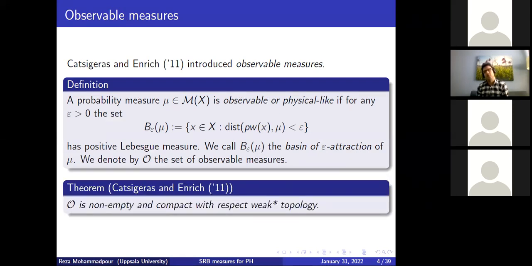Catsigeras and Enrich showed that the set of observable measures is always non-empty and compact with respect to the weak star topology. So for a system, an observable measure always exists. I hope this definition is clear for everyone. If it's not clear, please let me know. I can explain.